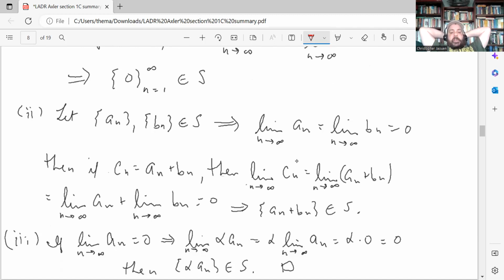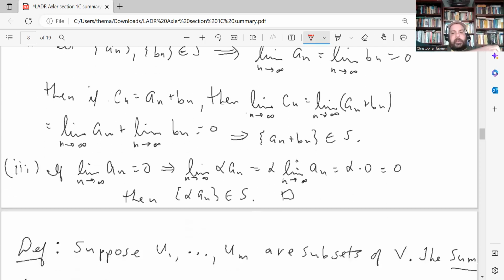Therefore, the sum is in the set, so it's closed under addition, and similar thing for being closed under multiplication. I'm just using limit laws there. All right, so that shows that that's a subspace of C infinity.